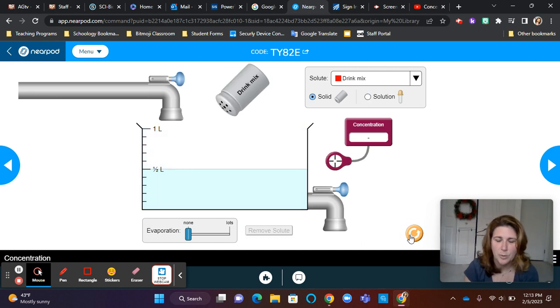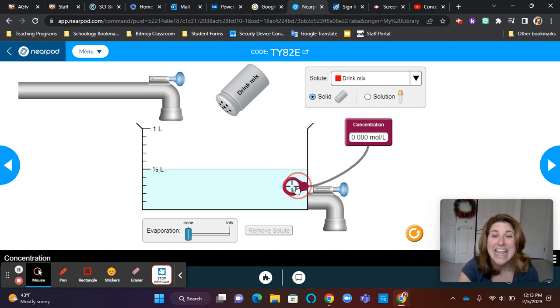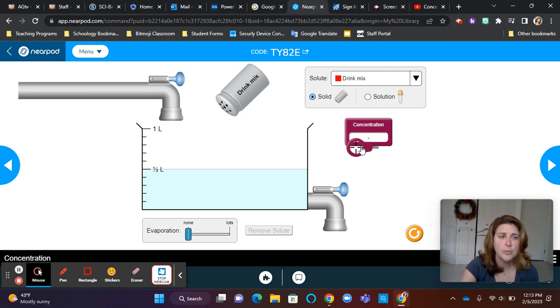So I would reset. Just play around. Different solutes, different amounts of water. Just don't do what I did. Always remember to add your concentration meter in. Once you're done exploring and playing with this, you're going to answer some questions about it.